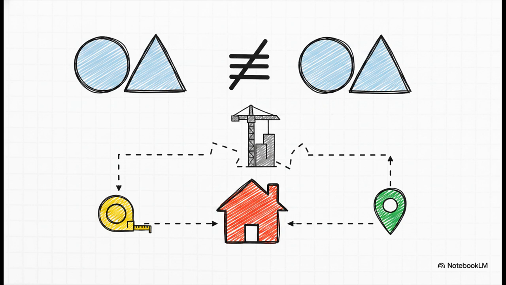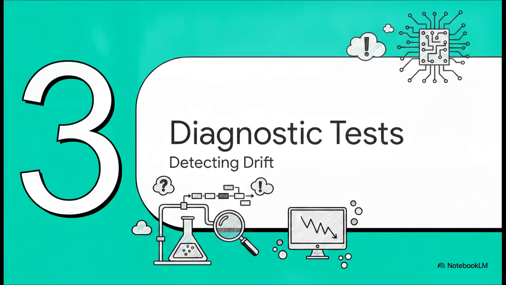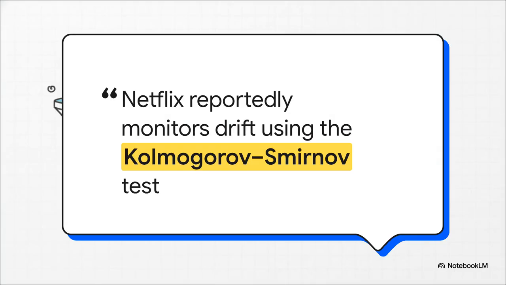The individual stats look normal, but how they interact together? Totally different. Part 3. Diagnostic tests and tools. Time to put on our lab coats and look at how we actually detect this stuff in the real world. So the real trick here is knowing exactly which mathematical tool to pull out.